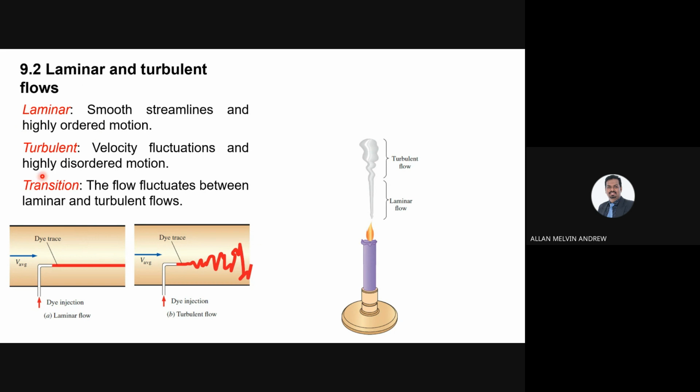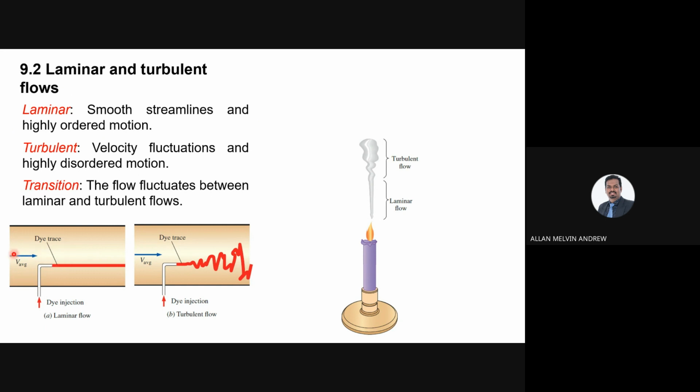Firstly, we will see there are 3 phases of flow. First will be laminar. Laminar is a smooth, streamlined, and highly ordered motion. So let's say we have a fluid flowing inside this pipe. The fluid is moving at an average velocity of V average. Let's say you are injecting a dye. Dye is like a color.